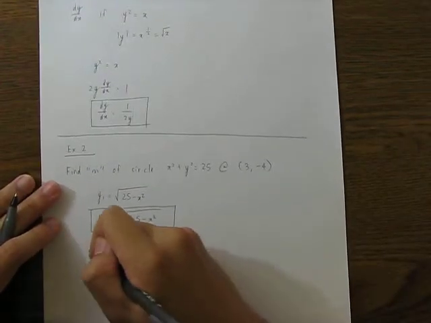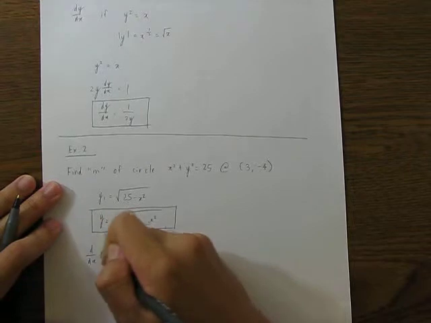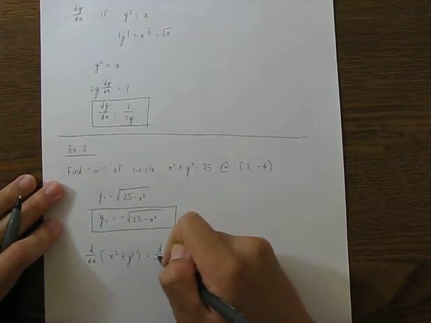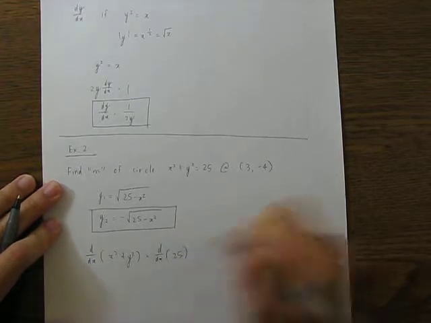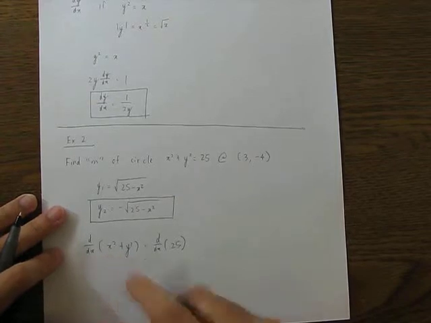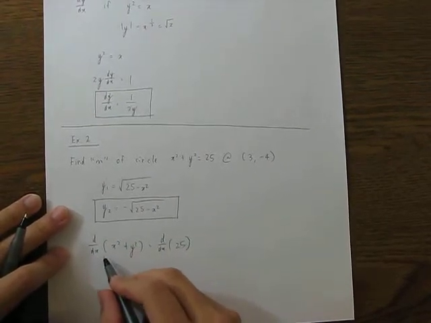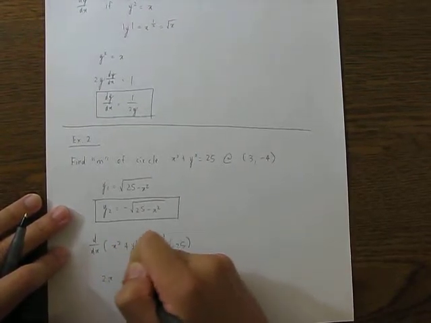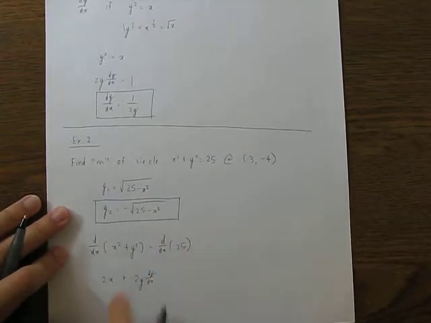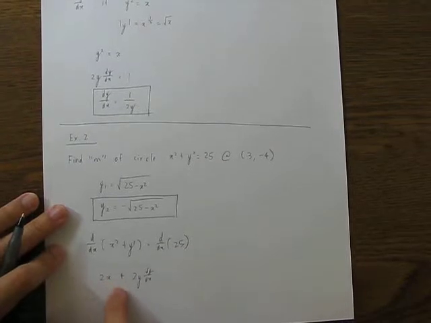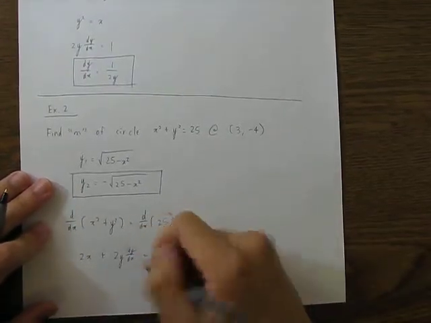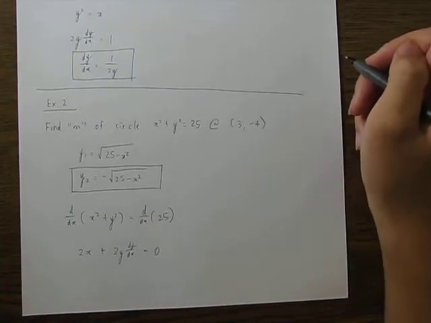And how are we going to do that? Well, we're going to do this. x squared plus y squared equals 25. Using your sum and product rules, you'll notice that the derivative of x squared is just 2x, and the derivative of y squared is 2y dy/dx. There's actually a dx over dx here, but that just cancels out. That's basic fractions. And over here you have 0.